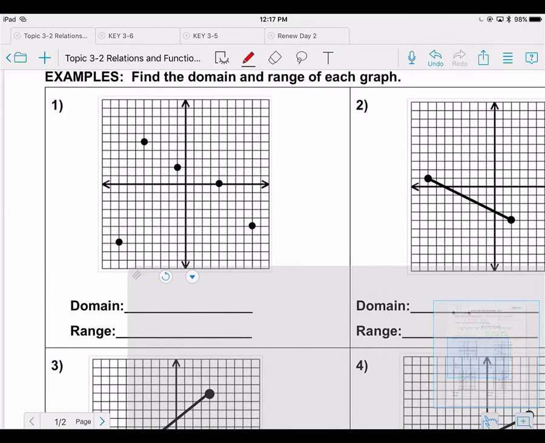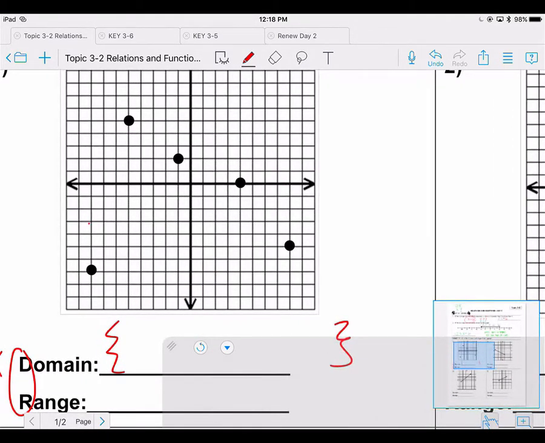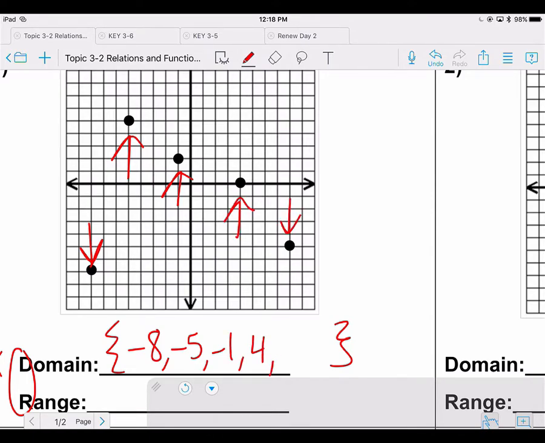Problem 1, they ask us to find the domain and range, so remember Dr. X, Y. So domain goes with X, range goes with Y. When we list out our domain, because these are all separate points, our domain is going to consist of separate X values. We have this one over here. You don't have to draw arrows, I'm just going to draw it so you can see what I'm pointing to. This X over here is at -8. This X here is at -5. This one is at -1. That one is at 4. And that one is at 8.